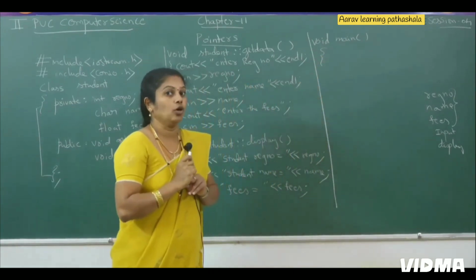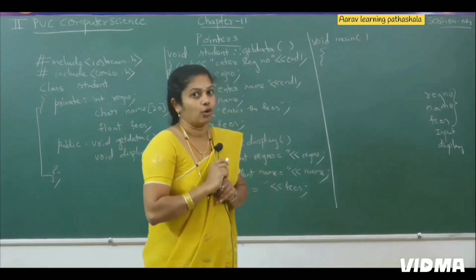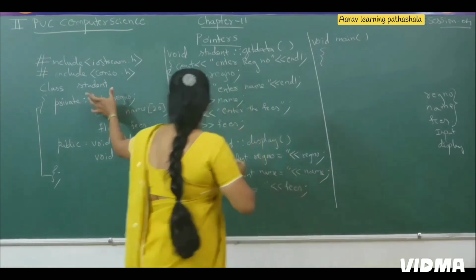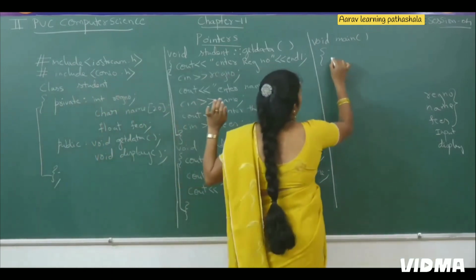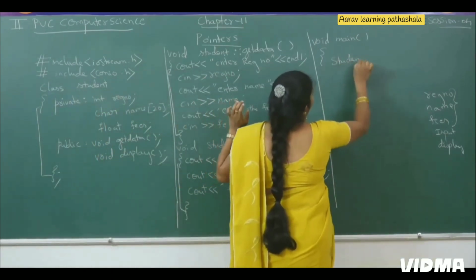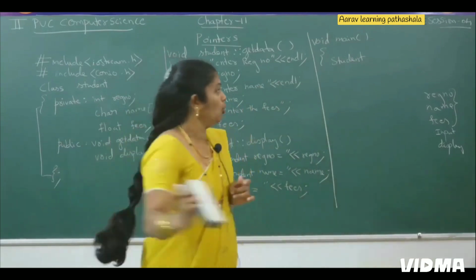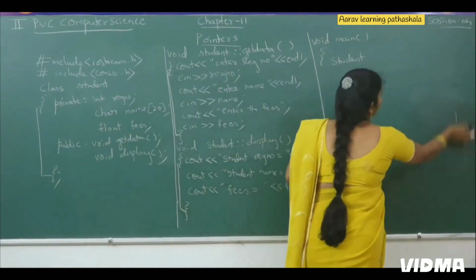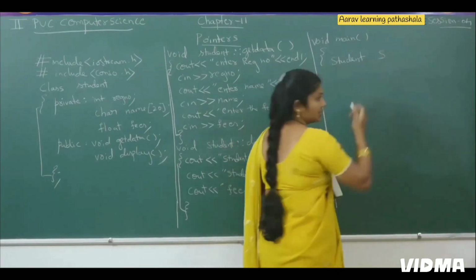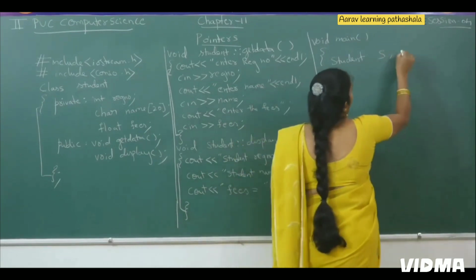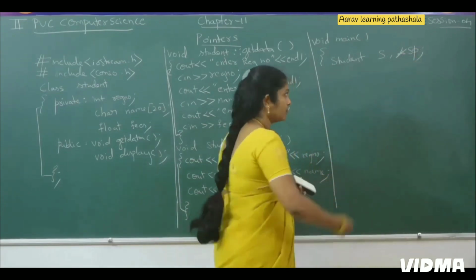Now first create an object. Here we have to create objects in pointer format. While creating an object, first you have to take the class name. Here the class name is student. Now we have to create the object and the pointer. First student, then S, a regular object, then comma star SP, the pointer object.